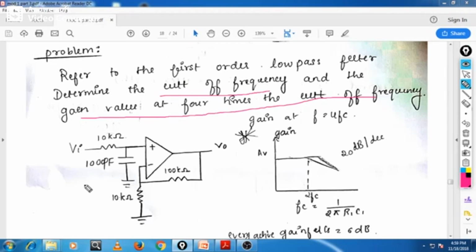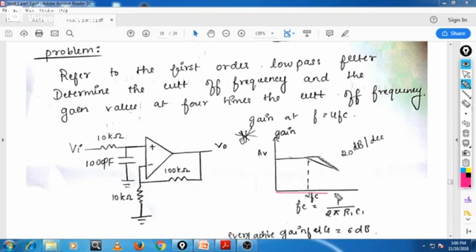So what is the diagram given here? My dear students, we have an inverting amplifier with gain. It is a low pass filter because the capacitor is connected in shunt, in parallel, somewhere here. The input is given here, this is the input resistance, and this is the feedback resistance.